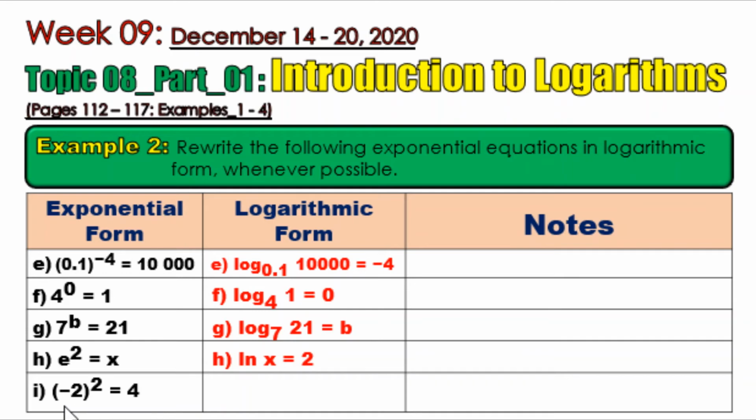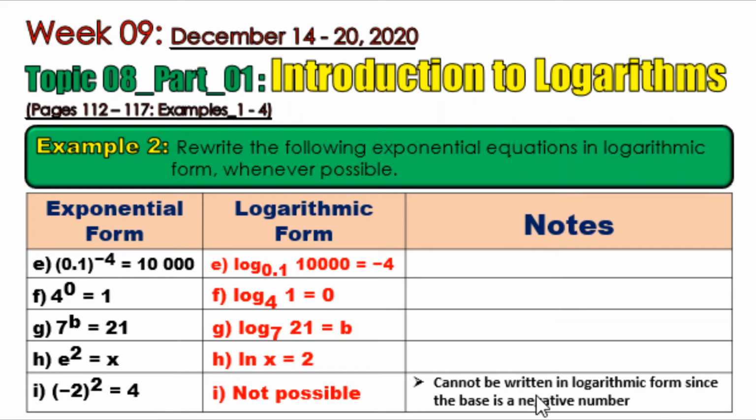And for letter I, we have negative 2 raised to 2 or squared is equal to 4. What do you think is its logarithmic form? Okay, so it is not possible. Why? Because this exponential form cannot be written in logarithmic form since the base is negative. We have emphasized earlier that your base can never be negative.